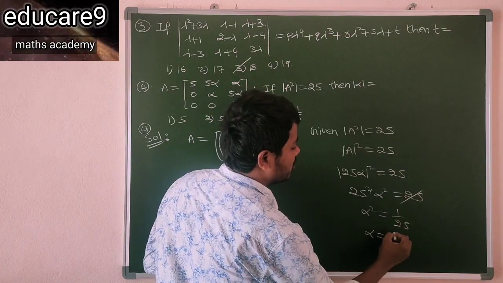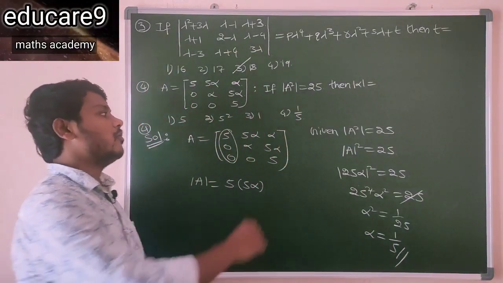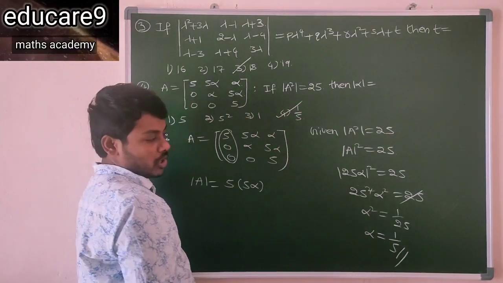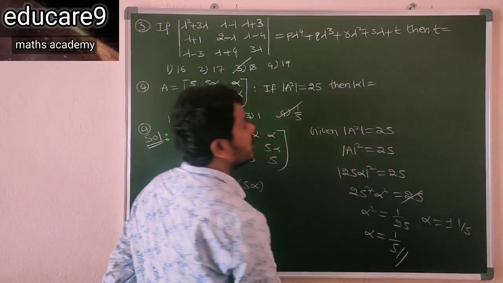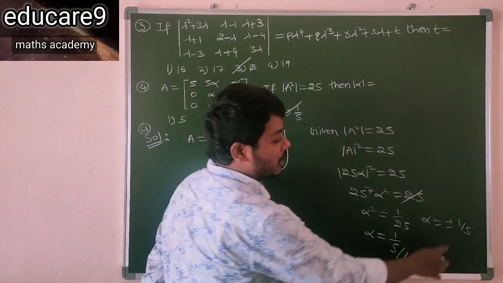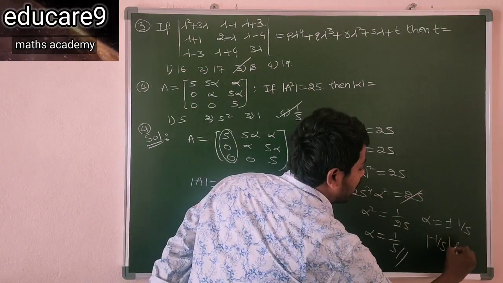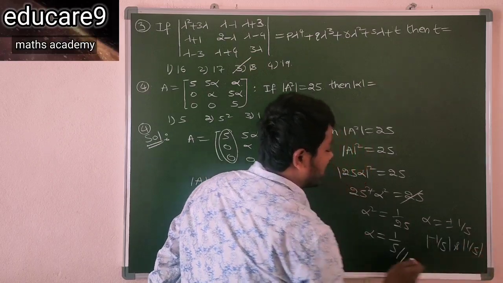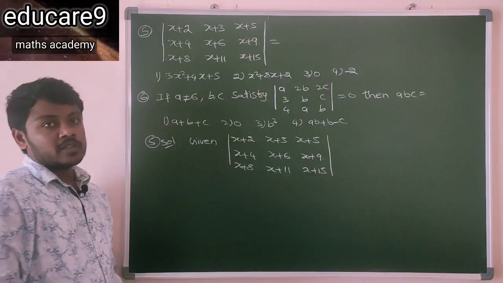And alpha value is what? 1 by 5. So you will get alpha value is plus or minus 1 by 5. Here mod alpha, that is mod minus 1 by 5 and mod 1 by 5. So both are 1 by 5. So clearly option 4. So see the next one.